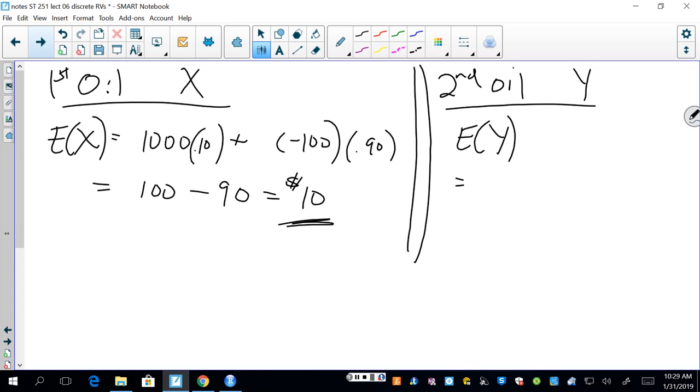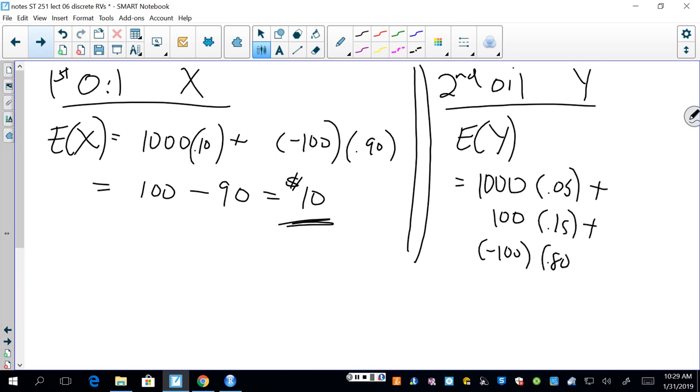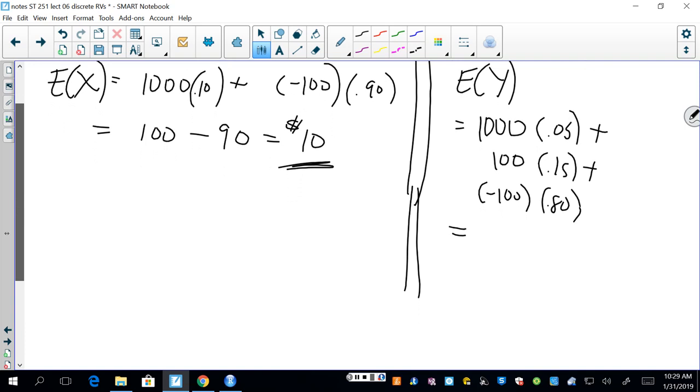This one looked like a decent investment. So we had 1,000, 100, and negative 100 as values, and probabilities of 5%, 15%, and 80%. Multiplying, 5% of 1,000 is just 50, 15% of 100 is 15, and 80% of negative 100 is minus 80. So that's 65 minus 80. That's a negative $15. And that's not good.